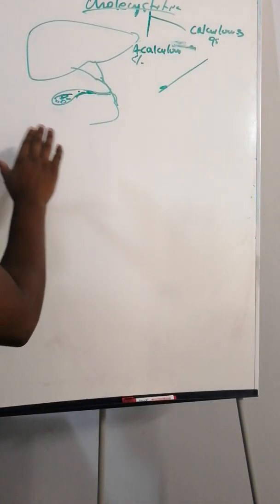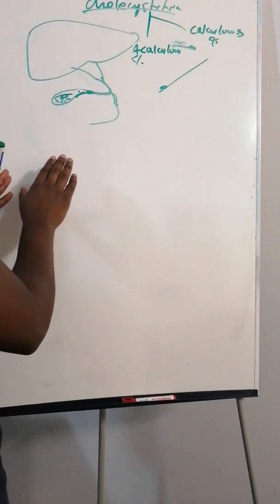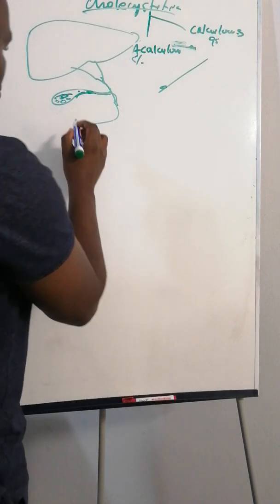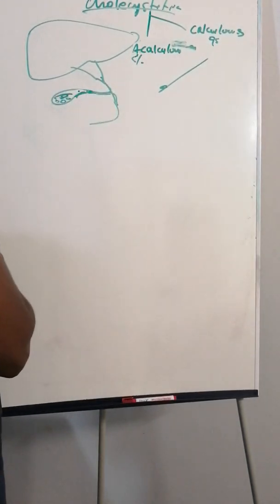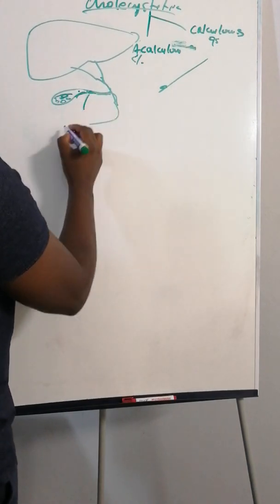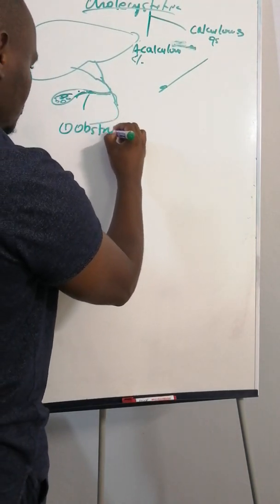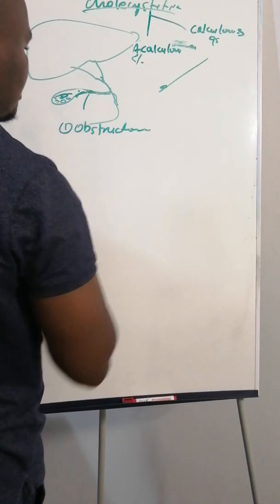So I'm going to do the pathophysiology, so you can understand the symptoms. So you've got an obstruction here, and then that stone sits there. So number one, obstruction of the cystic duct.